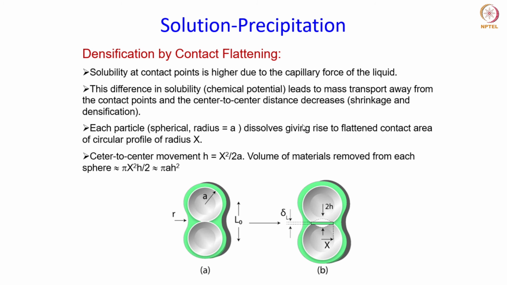So let us take a moment to summarize this lecture. So to summarize, we can say that there are two modes of densification during the solution precipitation stage. One is by contact flattening and the other one is by Ostwald ripening. Today we have discussed the contact flattening mechanism of densification.